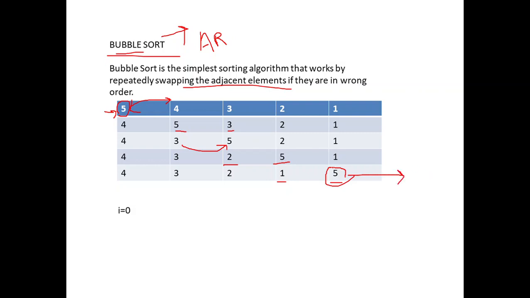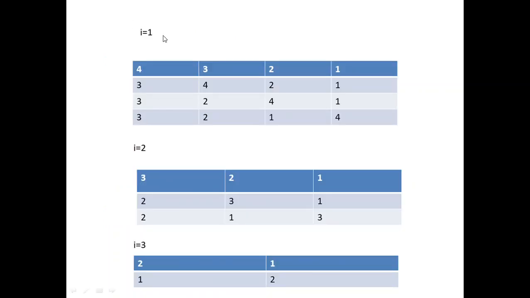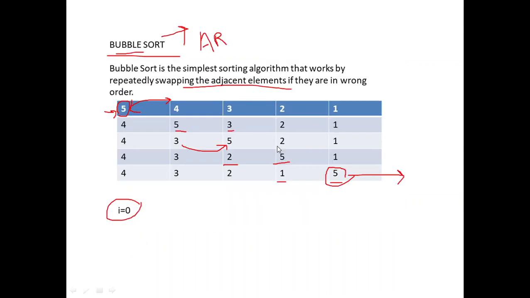That means the first element is bubbled, and it's done by swapping the adjacent element if a number is greater than its nearby element. So this is done in the first pass and we will assign the I value as 0. I value 0 means the first value is sorted. But still it's not in ascending order, right? So in the next pass, that is I equal to 1, the 5 is already sorted.